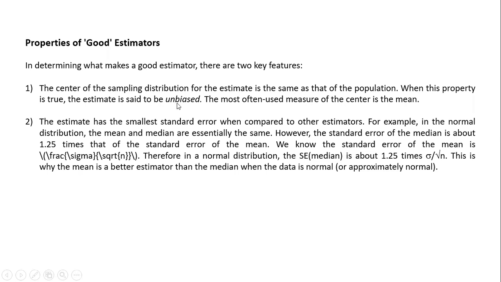The center of the sampling distribution for the estimate is the same as that of the population. When this property is true, the estimate is said to be unbiased. So the most often used measure of the center is the mean.